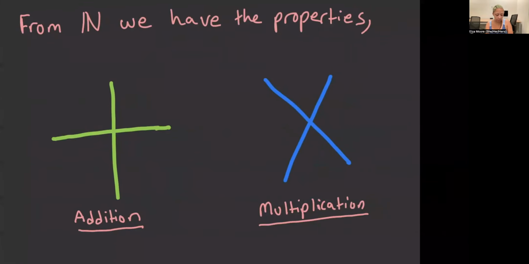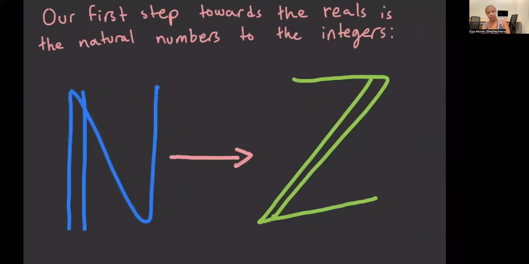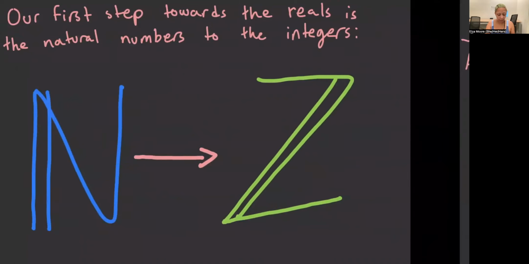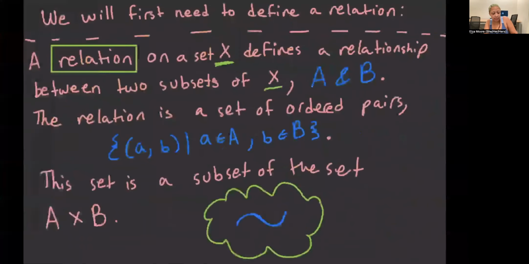So the first step towards the reals, well, we're doing the rationals, but it's also the first step towards the reals, is to take the natural numbers to the integers, which we can do by defining a notion of subtraction as an additive inverse. In the natural numbers we don't have subtraction yet. So how are we going to get negative numbers? We don't have any concept of an additive inverse in the natural numbers. That's why we don't have the negatives.